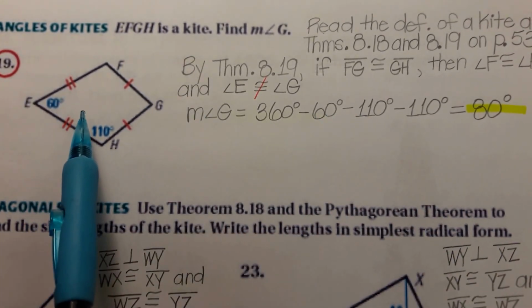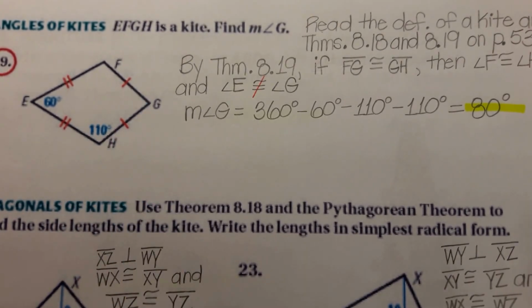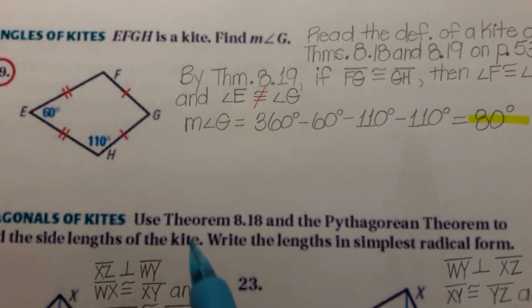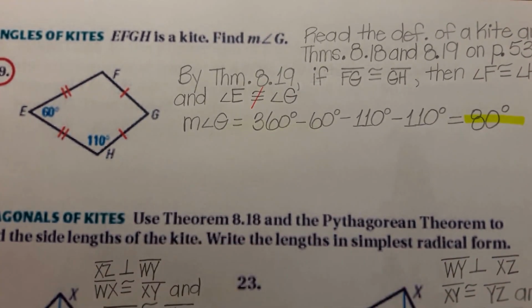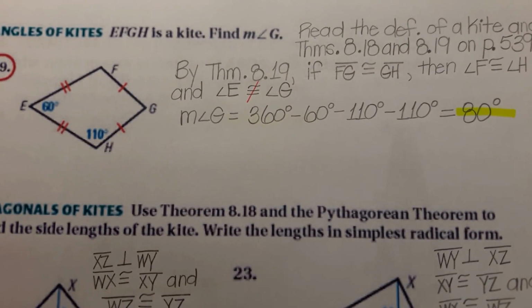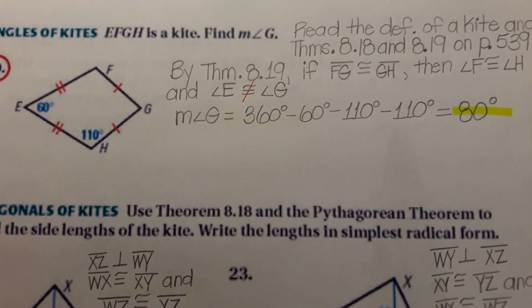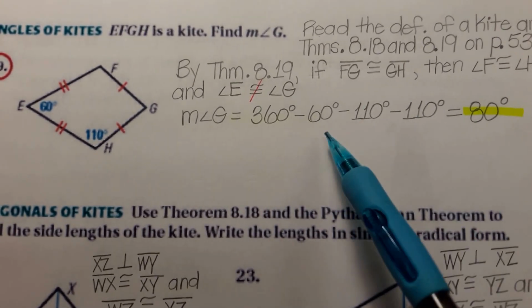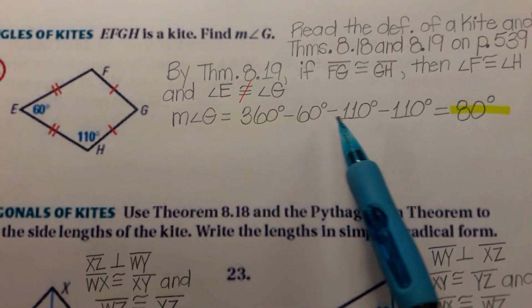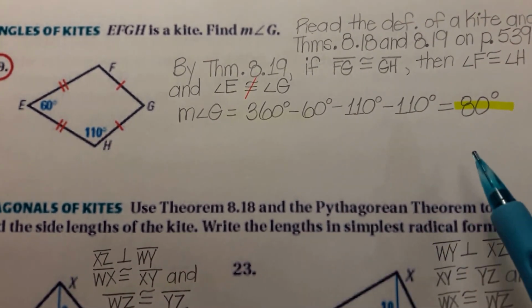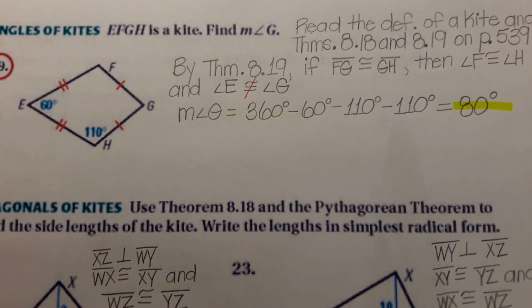So for the measure of angle G, again, we know a kite falls into the quadrilateral family. So I know that the sum of the interior angles of a quadrilateral is 360. So again, I'm going to use 360 as my total for my interior angles. And I'm going to subtract 60 and 110. And I know this is also 110. So when I do all my calculations, I'll get 80.